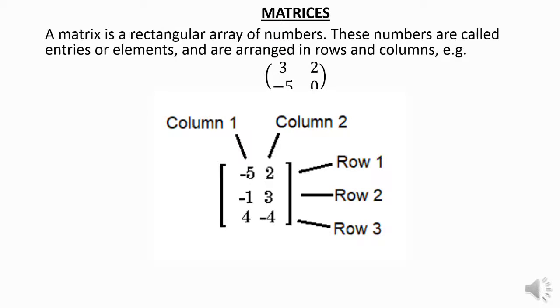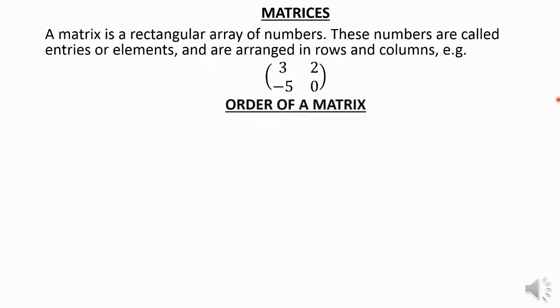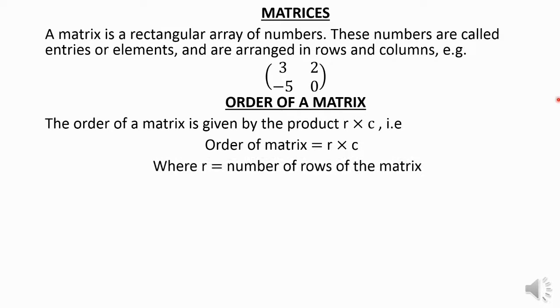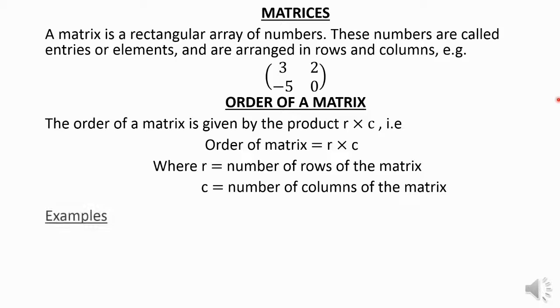Very important. Now from here we have to go to what we call the order of a matrix. What is the order of a matrix? How do you know the order of a matrix? The order of a matrix is given by the product R times C, where R is the number of rows of the matrix given and C is the number of columns of the matrix. This is how you can find the order of a matrix.